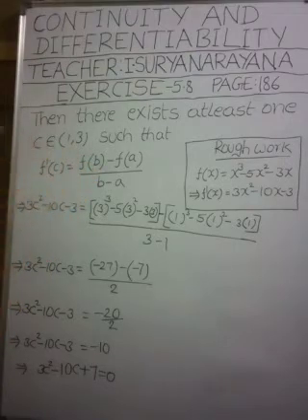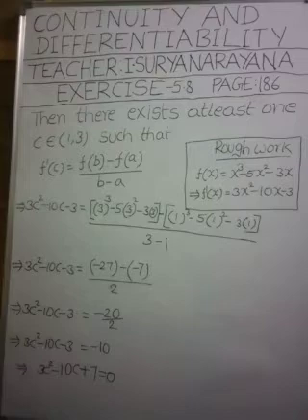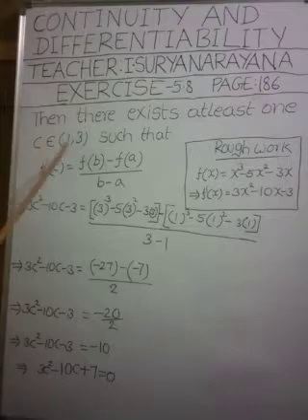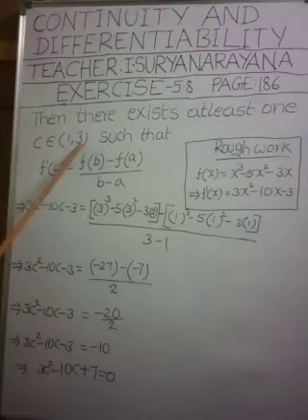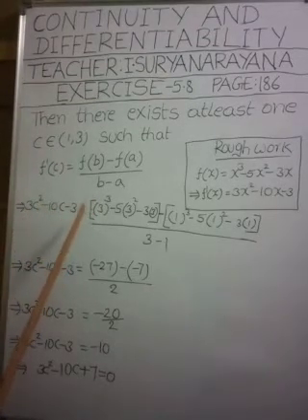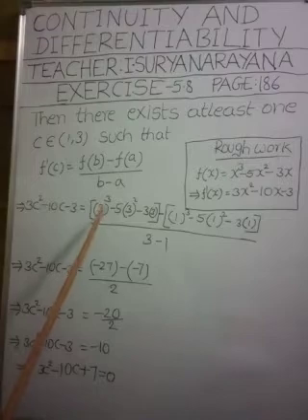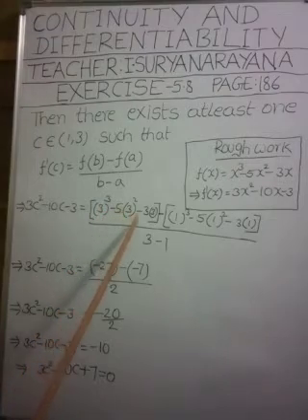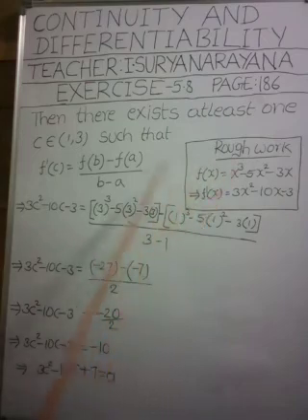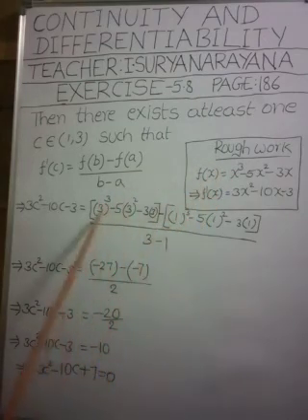f of b means in the function f of x, because here a is equal to 1 and b is equal to 3, we are substituting x equal to 3 in the given function f of x. Then what will you get for this first term? 3 cube minus 5 into 3 square minus 3 into 3. Okay, my children, in this function we are substituting x equal to 3. Understood this first term, my children?